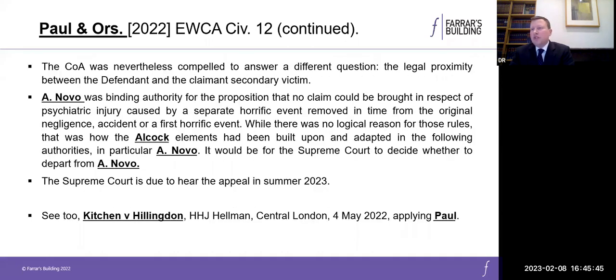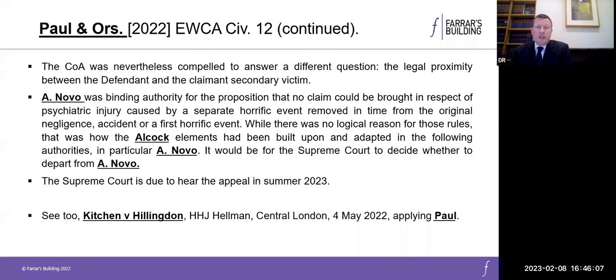However, the Court of Appeal was nevertheless compelled to answer a slightly different question. It's a question about the legal proximity between the defendant as a person and the claimant secondary victim, not the proximity between the fact and consequence of the negligence and the claimant's injury. And the case of A.